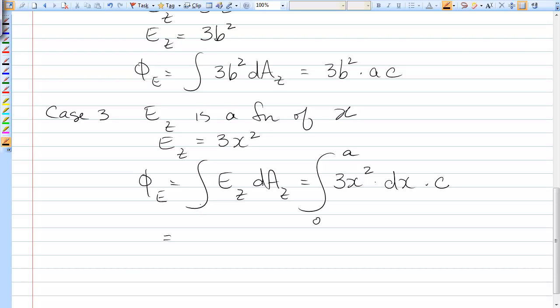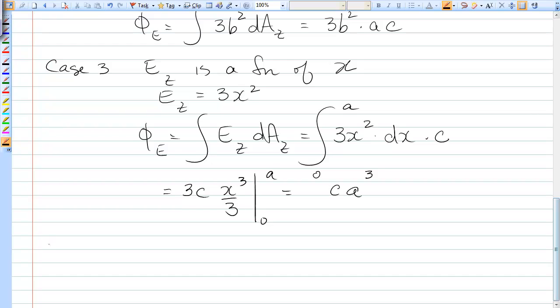All righty, so we do this integral and we pull the 3c out. We get x cubed over 3, evaluated from 0 to a, and we end up getting c a cubed. And that's the answer to that integral.